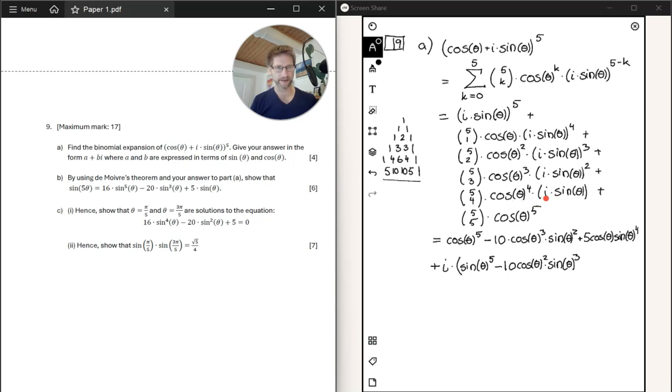It's just this guy with the i outside a bracket. 5 choose 4, that's a plus 5 cosine of theta to the 4 times sine of theta. And that's really it. The real part is this stuff, and the imaginary part is this stuff. Then for question B, it says, by using de Moivre's theorem and your answer to part A, show that sine of 5 theta is equal to this stuff.